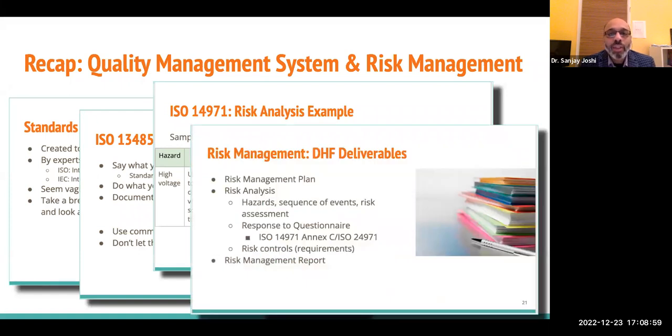And the end result of all the risk management activities is what you deliver in your design history file. The risk management plan needs to document what it is that you are going to do, including the ranking of severity and probability and what is acceptable, what is not acceptable. Your risk analysis captures all sorts of bad things that can happen: hazard, sequence of events, risk assessment. We also talked about a response to the 37 questionnaire. And the risk controls, and we recommend that you use requirements as risk controls. And finally, the risk management report, an overall summary of your risk management activities. All this you put in your design history file and use it at the time of submission to your regulatory agency.